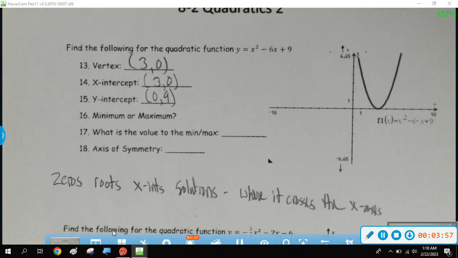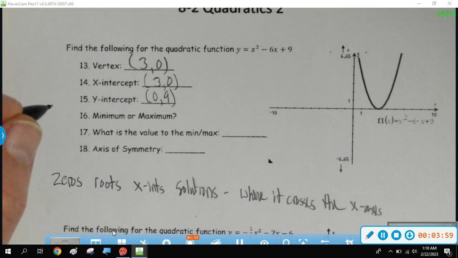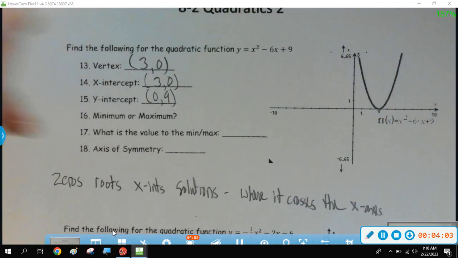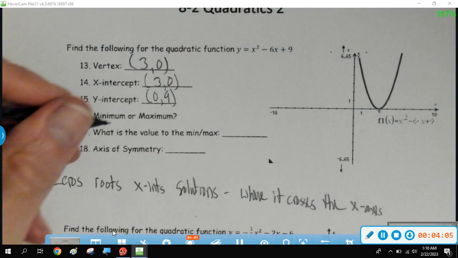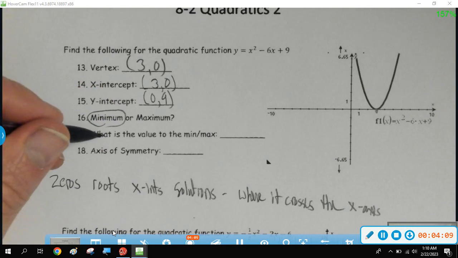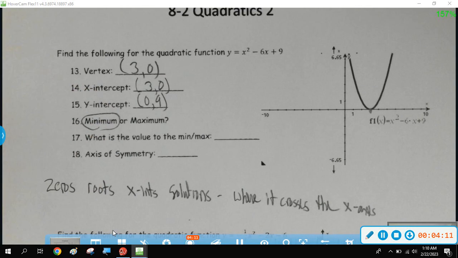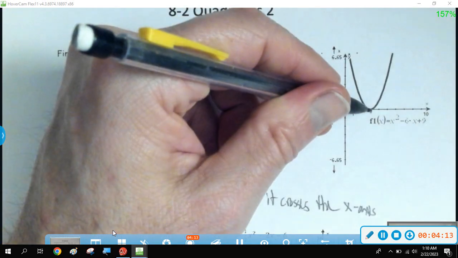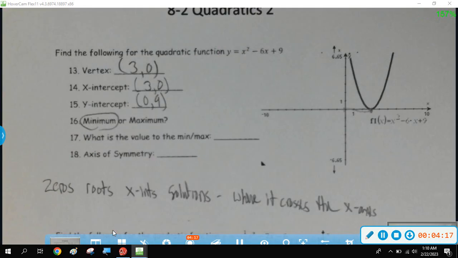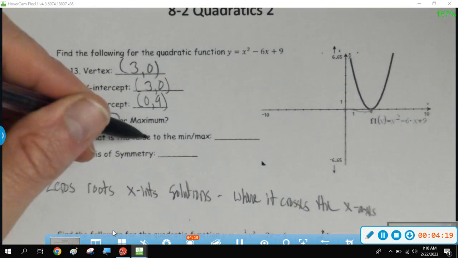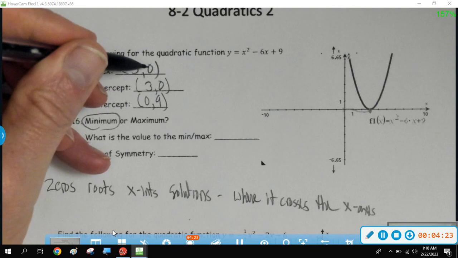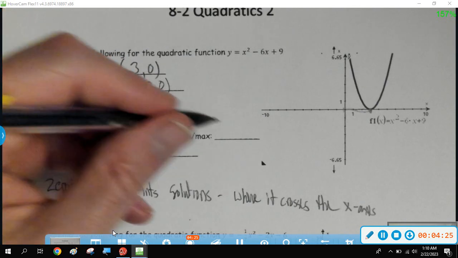Okay. Now the vertex, is it a minimum or a maximum? Remember, here's the vertex right here. It's on the lowest point on the graph, making it a minimum. All right, so there you go. What is the value of the max or the min? In this case, it's a minimum. What's its value? Trace it back, which is here. It's got a value of 0 for the minimum point. And I can just take a look at the y value of the vertex to figure that out.